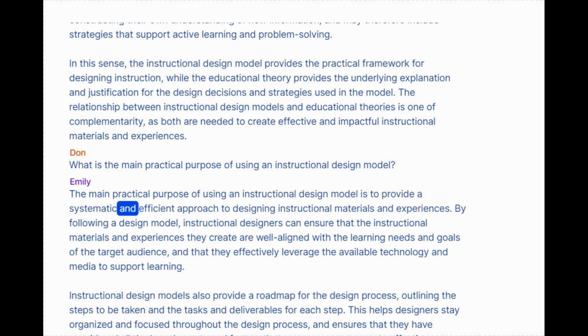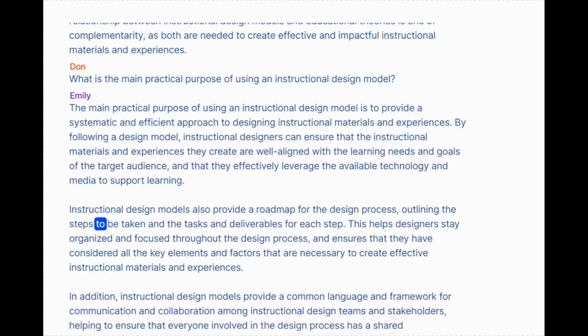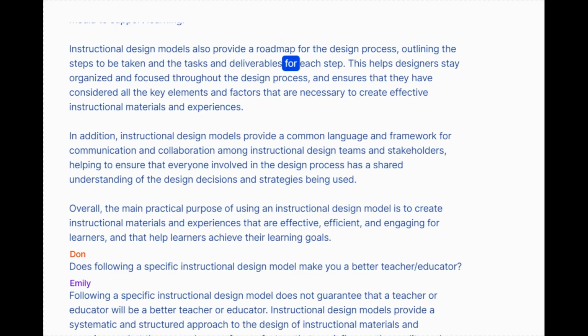provide a systematic and efficient approach to designing instructional materials and experiences. By following a design model, instructional designers can ensure that the instructional materials and experiences they create are well aligned with the learning needs and goals of the target audience, and that they effectively leverage the available technology and media to support learning. Instructional design models also provide a roadmap for the design process, outlining the steps to be taken and the tasks and deliverables for each step.